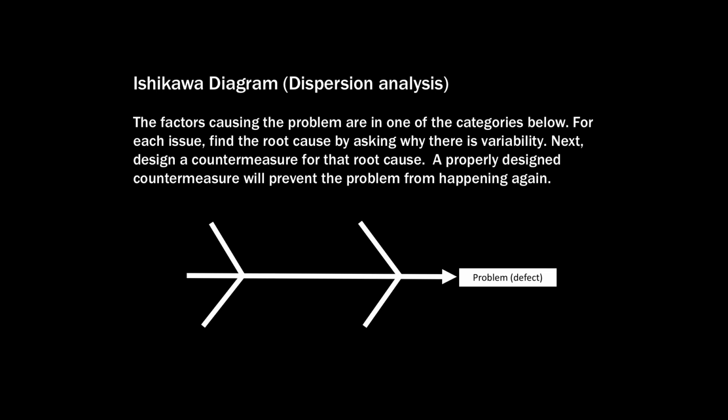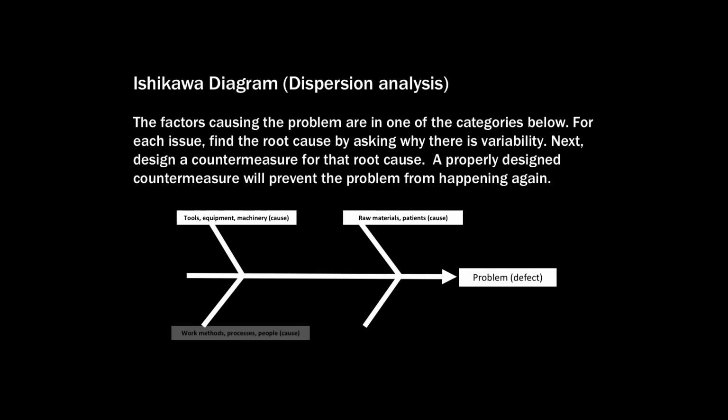So the problem is placed in the box to the far right, and the four categories are tools, equipment, and machinery. Raw materials, in our case, may be our patients, or other materials found in various silos around the hospital. The third category is work methods, processes, or people. And the fourth category is measurement, and in healthcare this could be lab tests or other things that we measure.